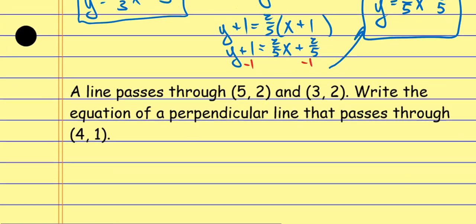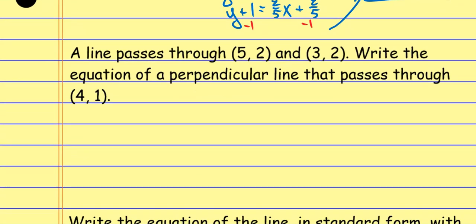Okay. If I look at this one, it says a line passes through (5,2) and (3,2). Write the equation of the perpendicular line that passes through (4,1). And notice it didn't specify which format of the equation I want this in. So I can put it in any format, but make sure it's simplified all the way. Okay. And so as I look at this thing, the first thing I need is the slope.